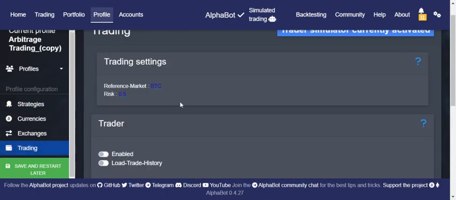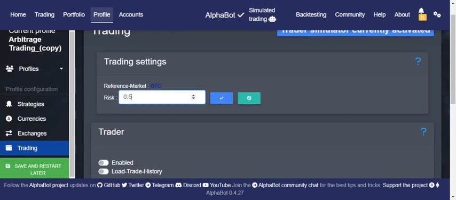Then go to your trading. Now you find that your reference market is now Bitcoin. Here you can select your risk ratio. The 0.5 is a moderate risk. It means you get 50% profit and 50% loss. If you take it to 1, it means that you could lose 100% or you could get 100% profit. And if it is 0.1 something, then it will be very conservative.